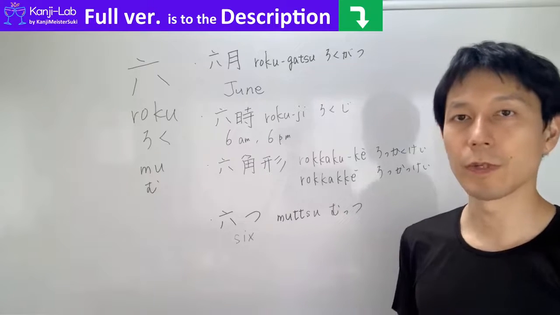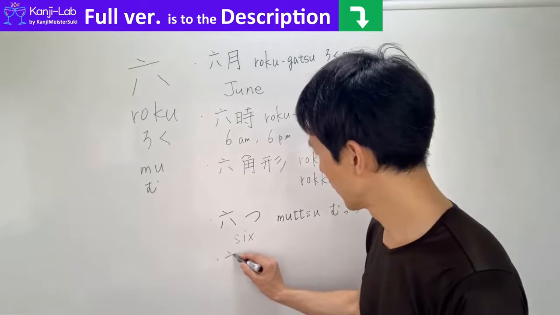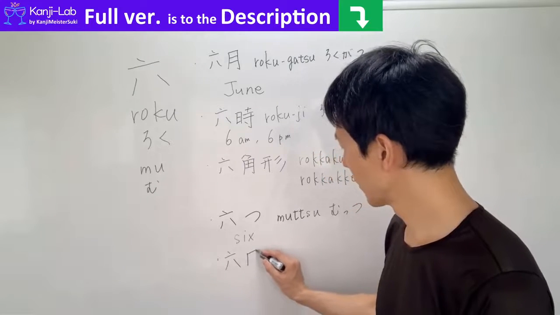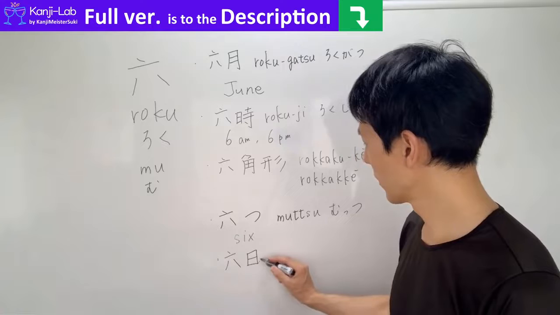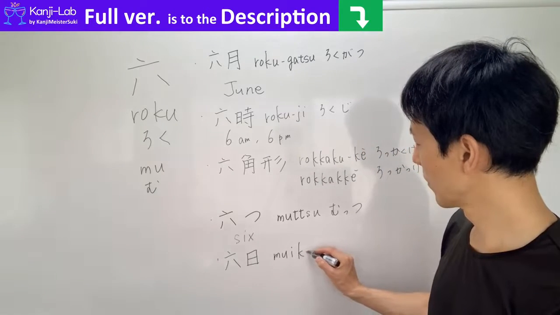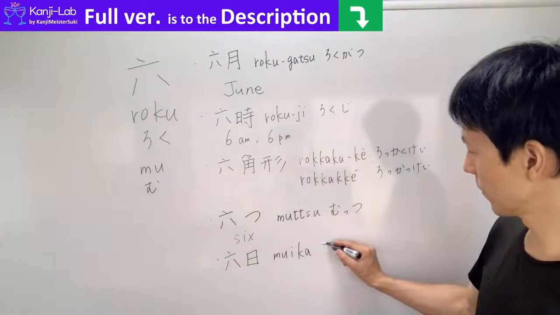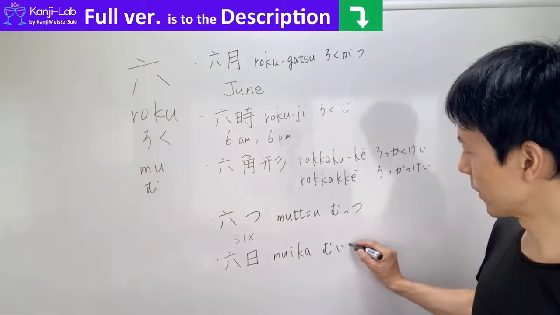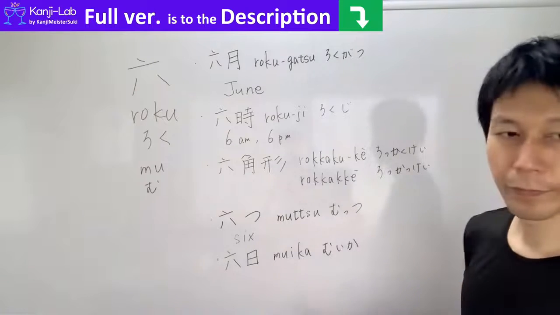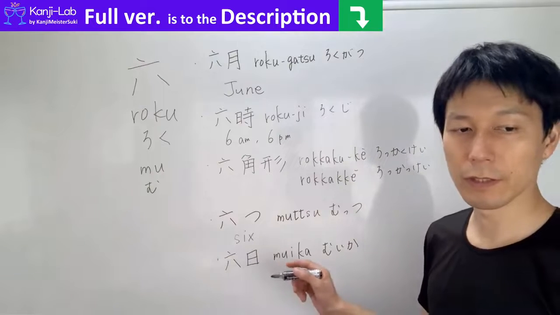Next is a special reading. Muika. It means 6 days or the 6th day of the month.